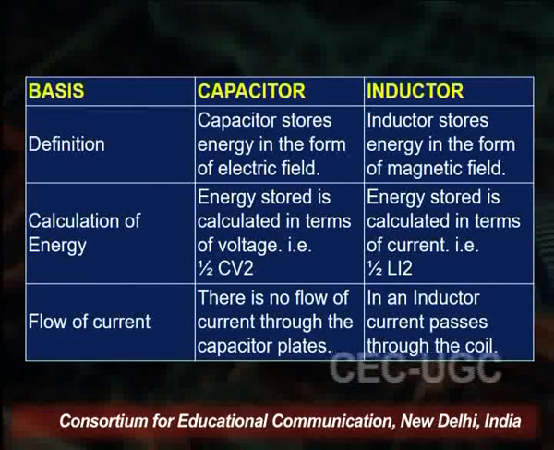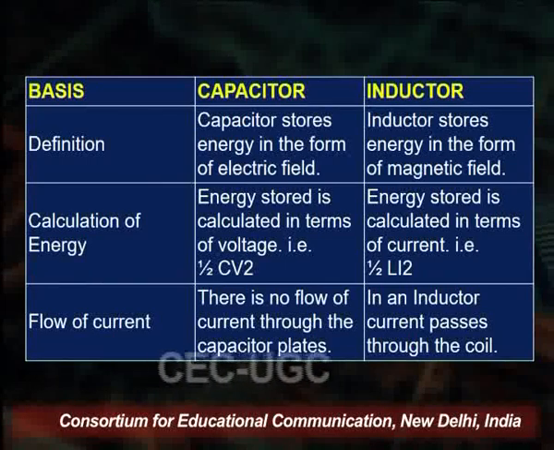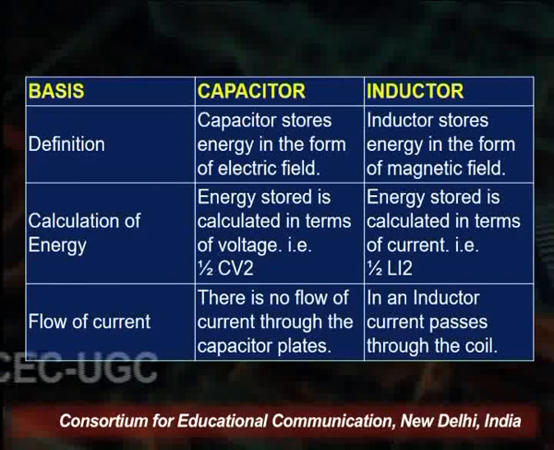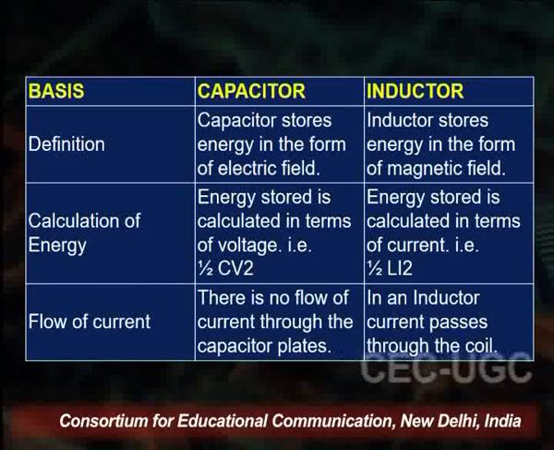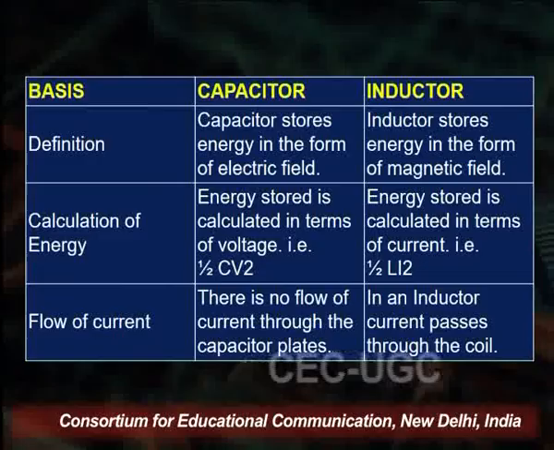The capacitor stores the energy in the form of an electric field, but the inductor stores the energy in the form of a magnetic field. For the calculation of energy, the energy stored in a capacitor is calculated in terms of the voltage, but in the inductor it is in terms of the current. If we talk about the flow of current, there is no flow of current through the capacitor plates, but in inductors current flows through the coil, and that produces the magnetic field that generates the induced EMF.